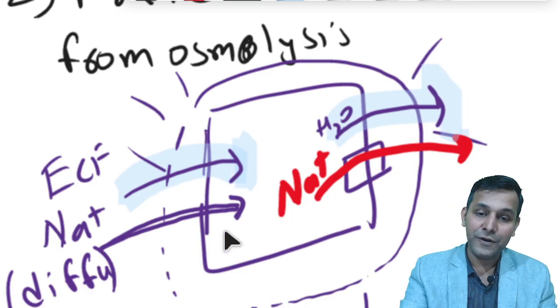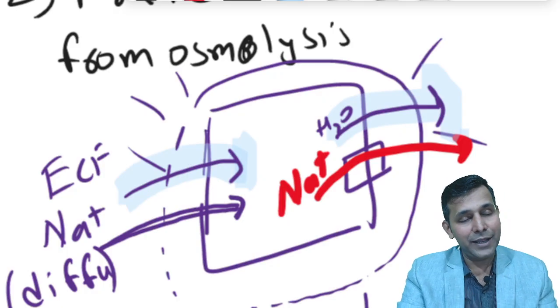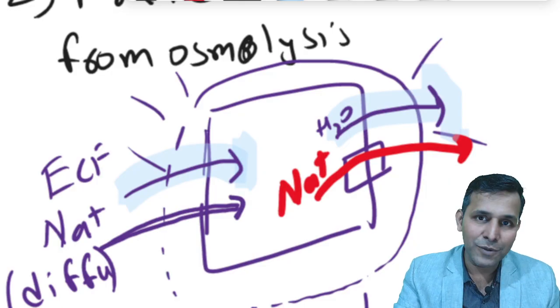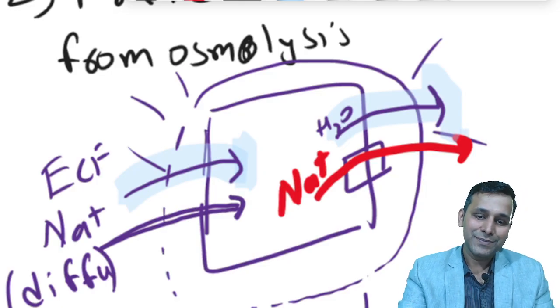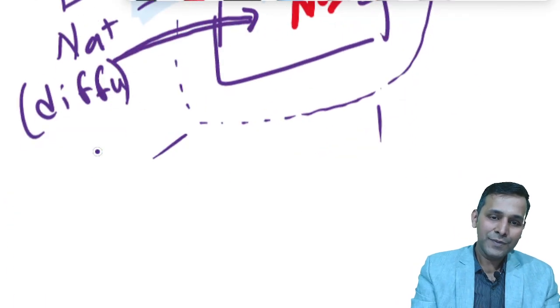So two important functions we have studied so far. Number one, it maintains the concentration gradient, and number two, it prevents the cell from osmolysis. Number three, which is the third function here.